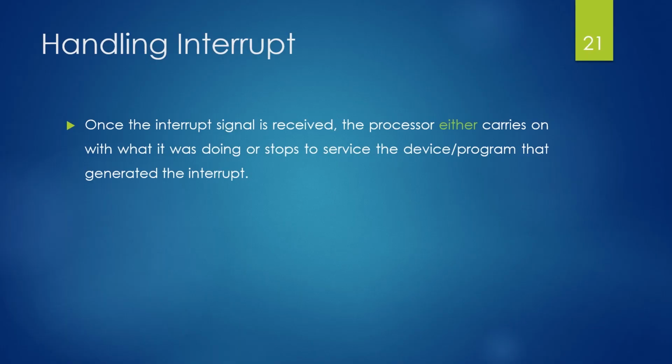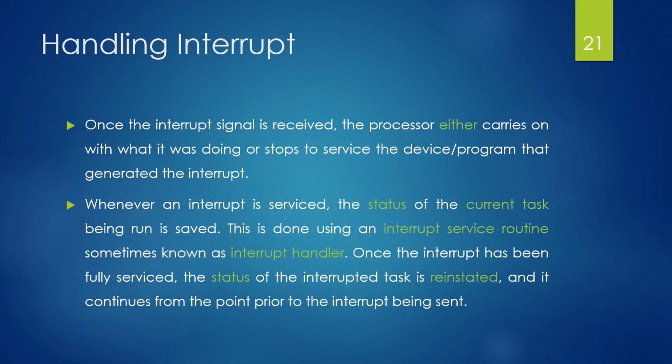Now we are going to see how we handle an interrupt, so handling interrupt. Once the interrupt signal is received, the processor either carries on with what it was doing or stops to service the program or device that generated the interrupt. Whenever an interrupt is serviced, the status of the current task being run is saved. This is done using an interrupt service routine, sometimes called an interrupt handler. Once the interrupt has been fully serviced, the status of the interrupted task is reinstated, and it continues from the point prior to the interrupt being sent.